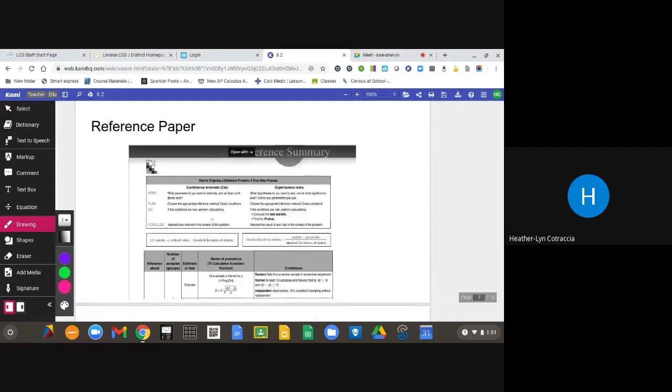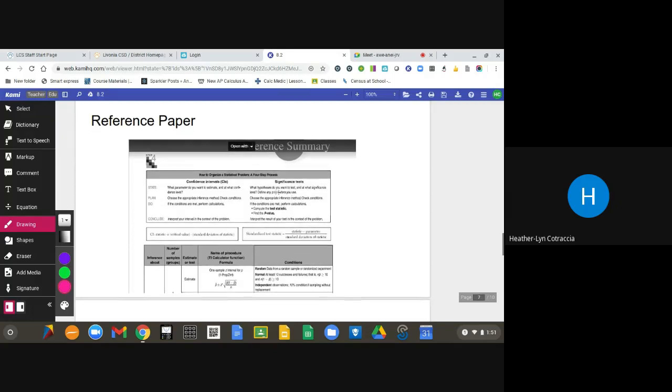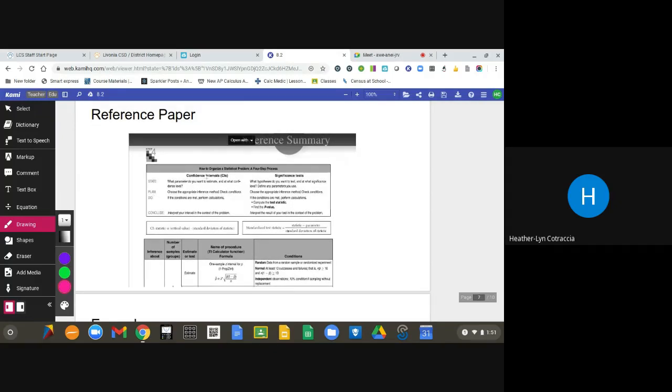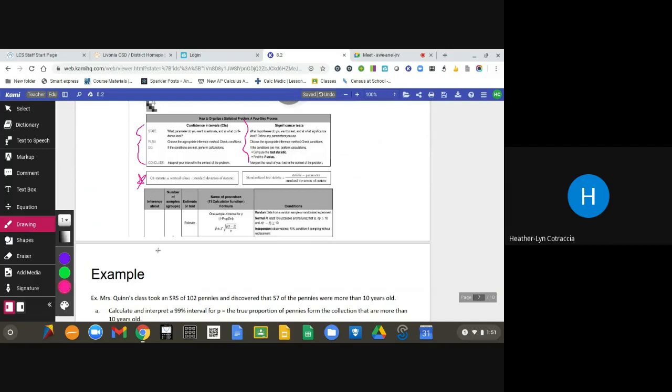Before I do that, I've given you all reference papers. If you turn to the inference summary section, if you look at the top here, there's your state, plan, do, conclude for confidence intervals. It tells you exactly what to do and what to include. Here's how to construct a confidence interval right there. So today we're going to be using this state, plan, do, conclude, this confidence interval. And then it also says there's a proportion over here, and this is a one sample estimate. And there's your formula right there with your conditions over to the side. So if you ever are unsure, just go over to this reference paper and you can check there and it's got everything that you need.